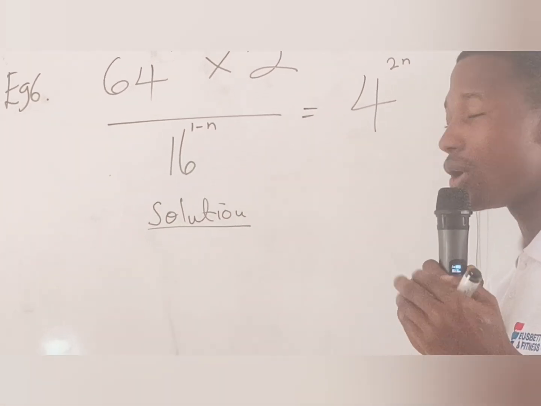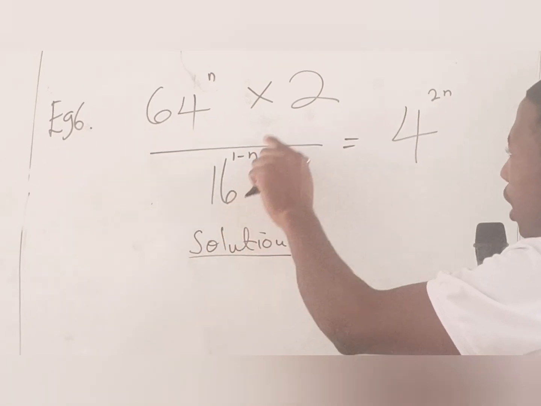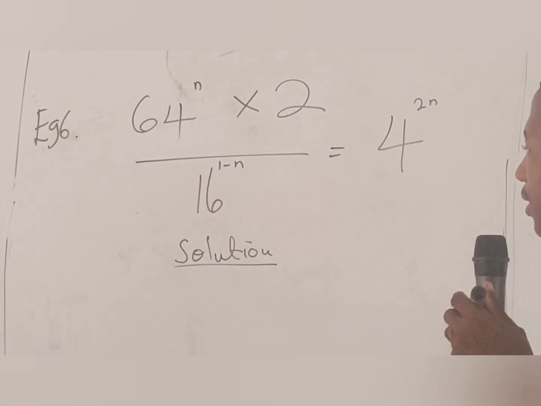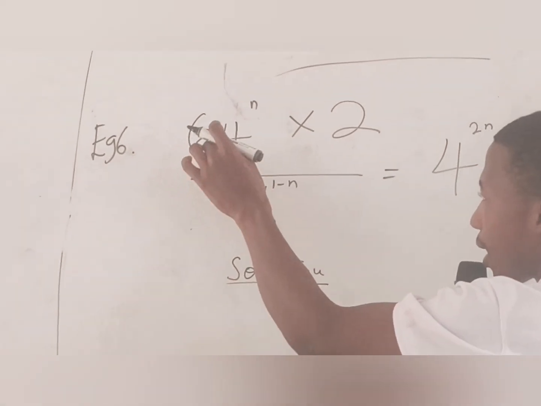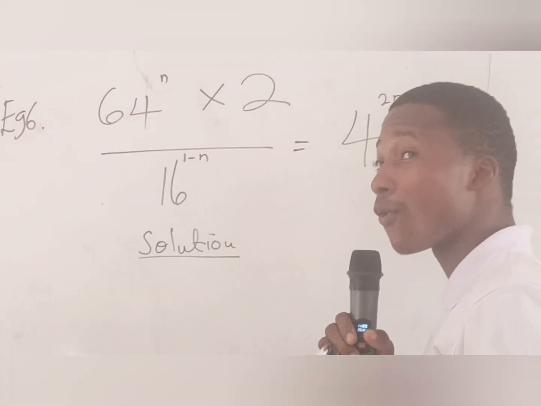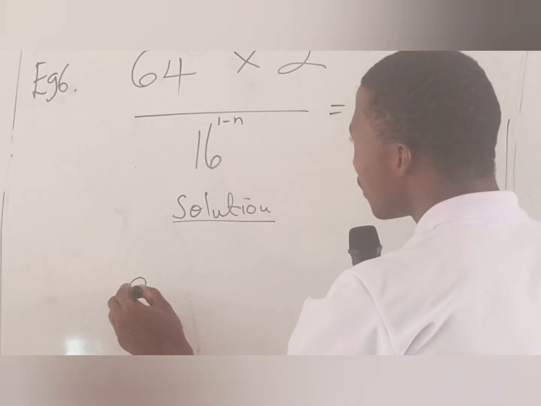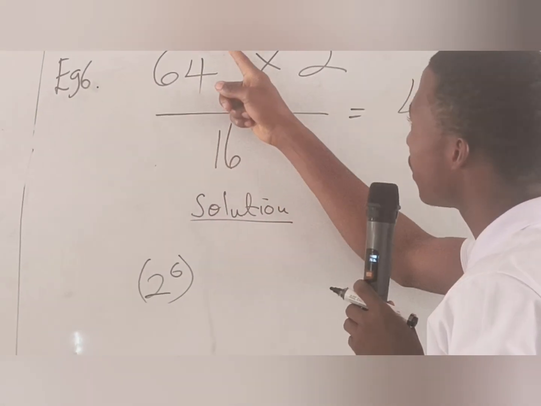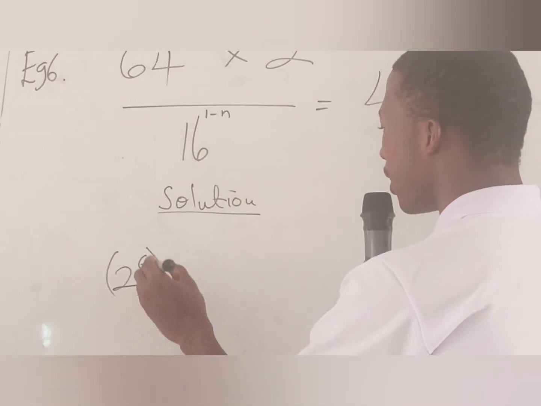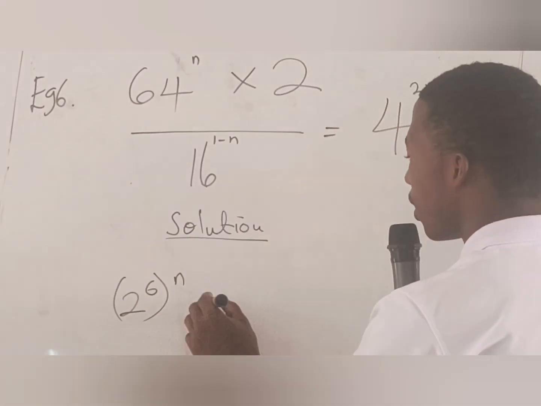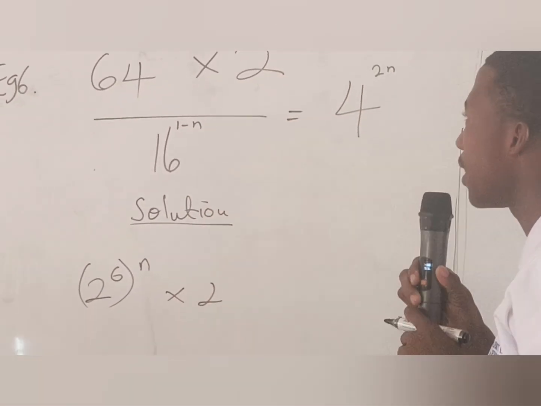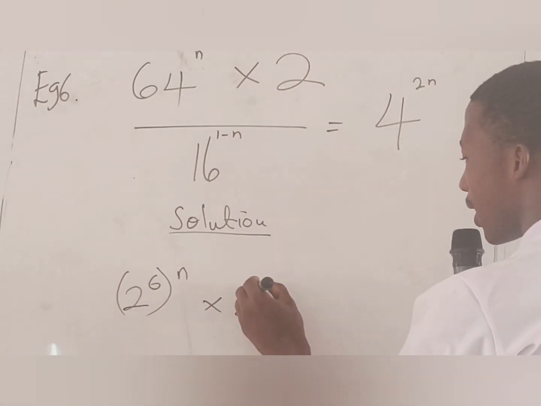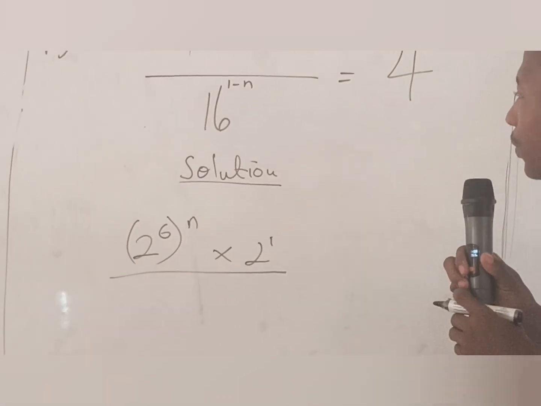What number are we going to raise to a power so that they will all have the same base? So in view of that, when we take 2 to the power 6, we'll get 64. Then we say 2 to the power 6, and the 64 is having n, then we indicate the n as well. Then we multiply by 2. As 2 stands here, it is to the power of an invisible 1. So we write it. Then we divide it by 16.